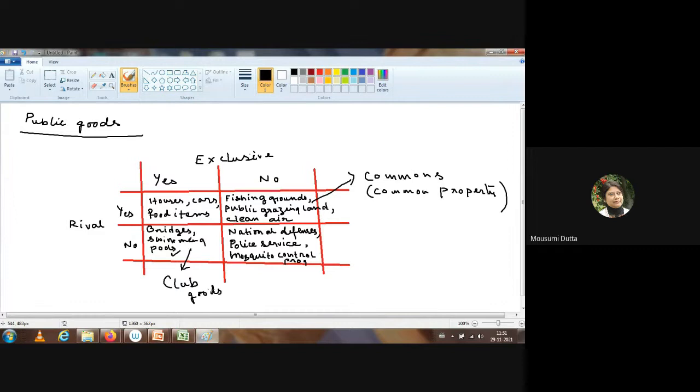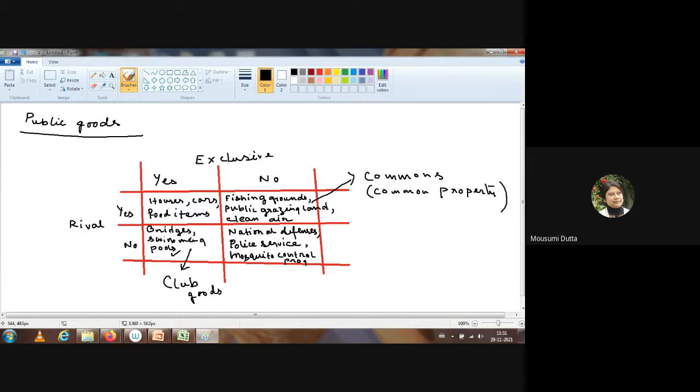However, since the consumption is non-rival, without having any incremental cost, we may allow another person to consume this particular commodity. Many a time we need government intervention to keep the price or the tax at a particular level.